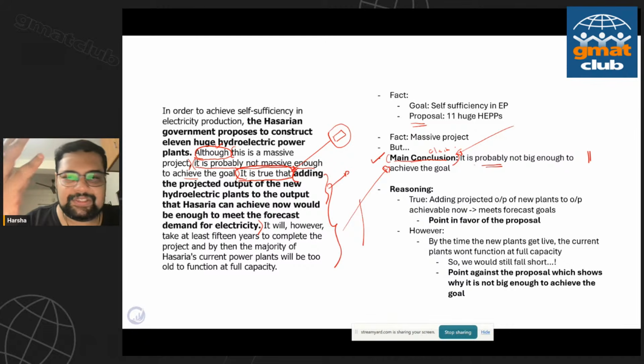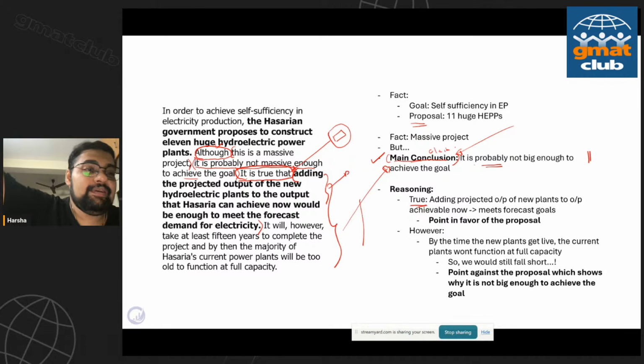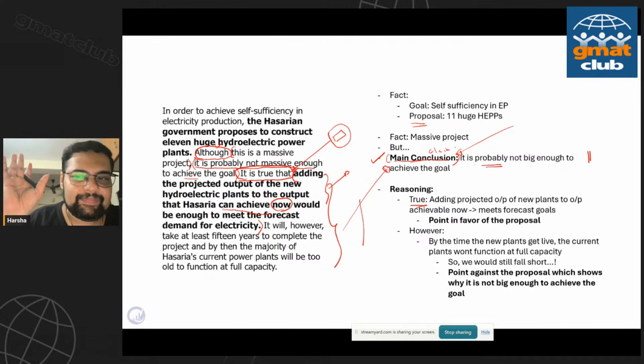So what is this actually? It's true that there is this projected output that you'll get from the 11 hydroelectric power plants. If you add that to the output that can be achieved right now from the existing power plants, the keyword being now, then you would be able to meet your forecast goals. So you have some forecast goal. Currently, there's a potential to create so much energy. Along with that, if you add your projected output, you will be able to meet the target. If you think about it for a second before moving on, you realize that this is actually a point in favor. This makes a case for why the plan seems to be a good plan.